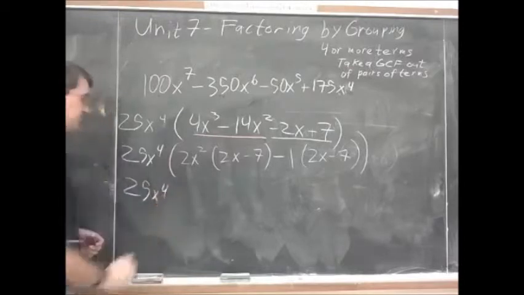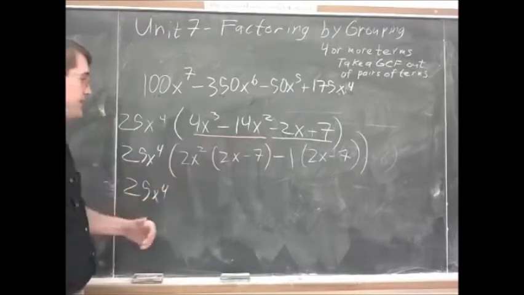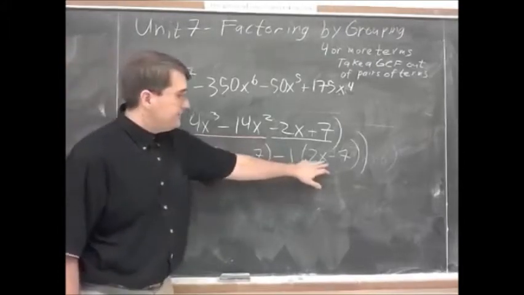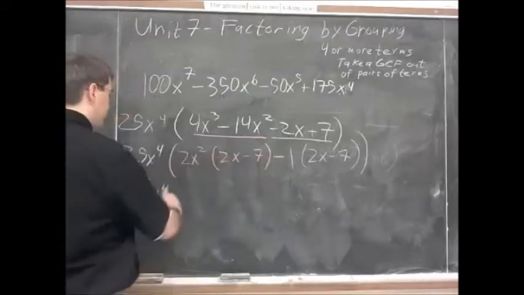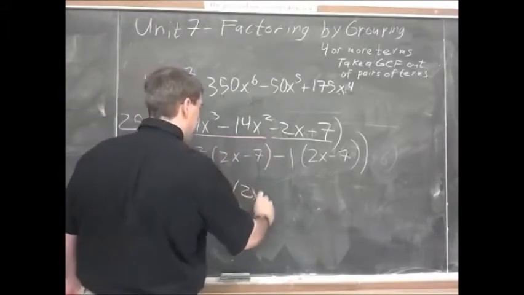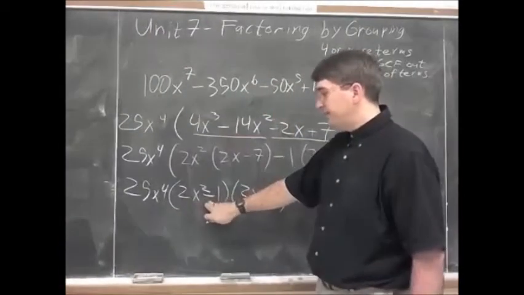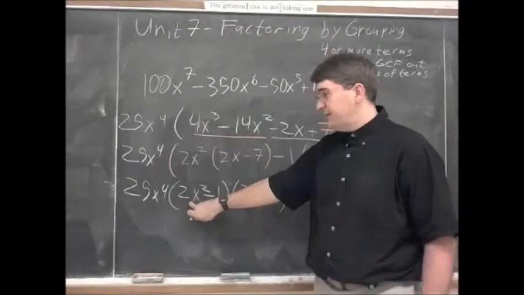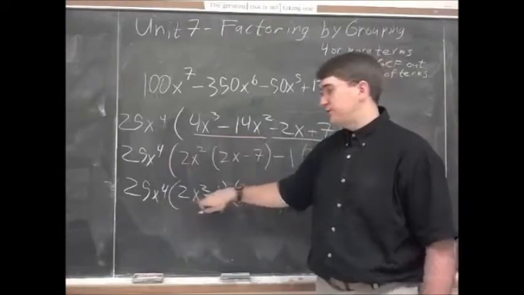This 25x to the 4 just drops down. Once we take it out as a GCF, it doesn't disappear, but it just kind of comes along for the ride. And now we have 2x minus 7 as a common binomial term there. 2x squared minus 1 then is the other binomial. And that's it now. 2x squared minus 1, it does have two terms in it, but it's not a difference of squares.